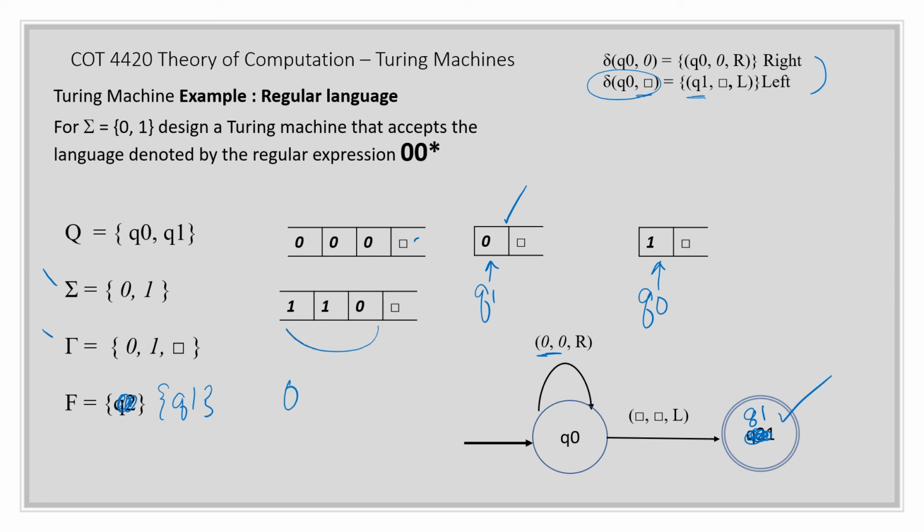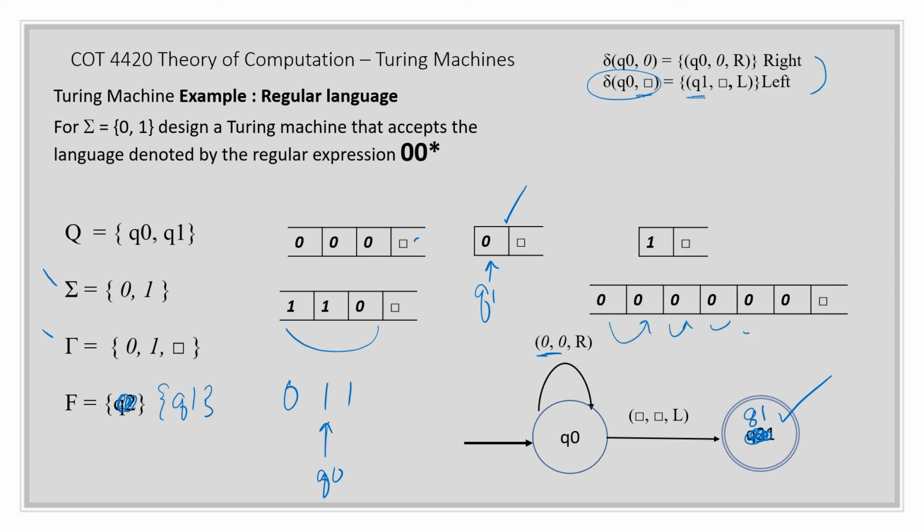Or with the string 0, 1, 1, we would start here in Q0, we would move here, and again get stuck right there. So any string that is not accepted, even though it's not defined, we're never going to get to the accepting state. But this string right here, you can go through it. You just keep moving right and moving right until you hit the blank, at which point you go to Q1 and move back. So yes, this is an accepted string in the language.